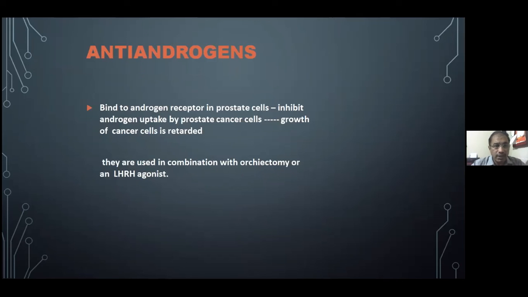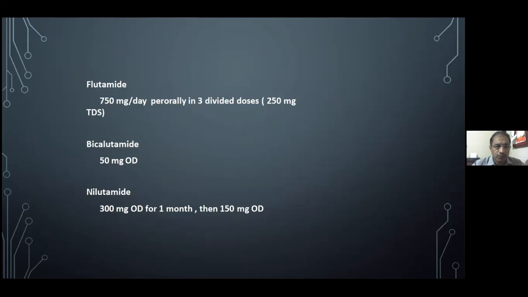Do we have anti-androgens, which we have been using for quite some time? They bind to the androgen receptor in prostate cells, inhibit androgen uptake by prostate cancer cells, and this leads to growth of cancer cells being retarded. They are used in combination with orchidectomy or LHRH agonist. Their role as alone treatment has been limited. These are the options: flutamide, bicalutamide, and nilutamide, which are used in the clinic.